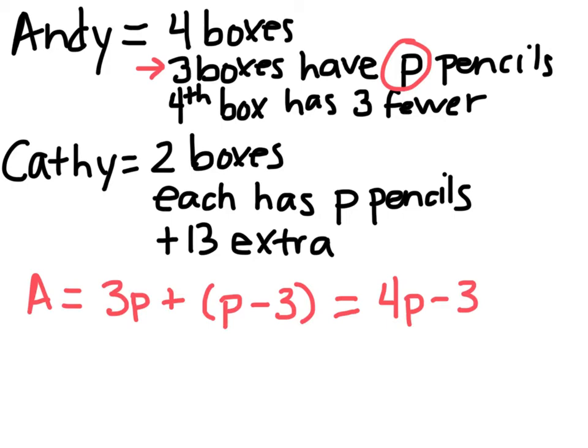Now let's write Cathy's expression. Cathy has 2 boxes of pencils, each with P pencils. So 2 times P. And then she has 13 extra pencils. So Cathy has 2P plus 13 pencils.